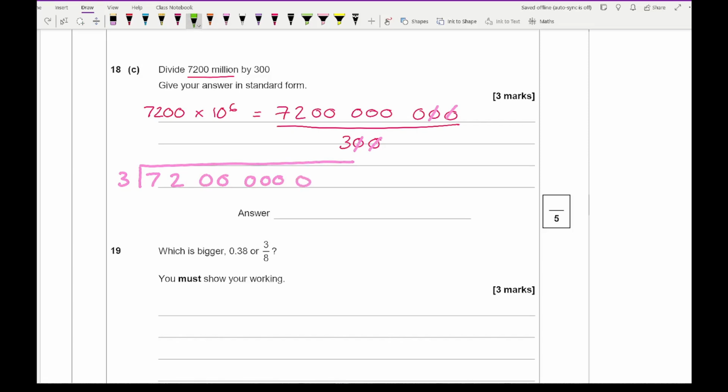So I've got 3 goes into 7 twice with the remainder 1. 3 goes into 12 4 times with no remainder. So I've just got the rest of the numbers in zeros. So the last thing for me to then do is just convert this number here into standard form. So that's going to be 2.4 times 10 to the power of 1, 2, 3, 4, 5, 6, 7. And that's positive 7 because we have got a big number.